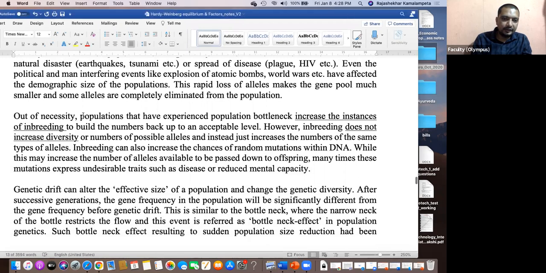Out of necessity, populations that have experienced a bottleneck increase their instances of inbreeding. They will result in more inbreeding to build the numbers to an acceptable level, so as to increase the population. However, inbreeding does not increase diversity. Instead, it decreases diversity.